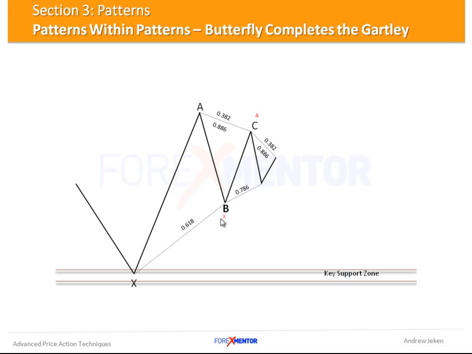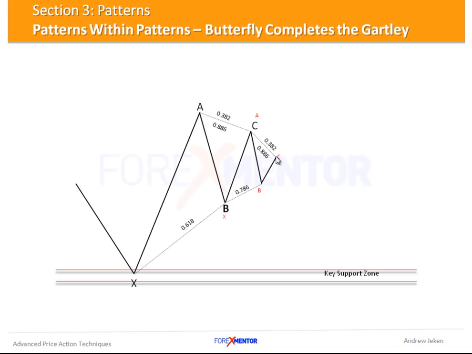We can label this X, A, B, and C. So you can see we have that structure. The overall structure looks like a bullish Gartley, but inside the BC swing we have the possibility of a bullish butterfly setting up. And with this setup we can reduce our risk.